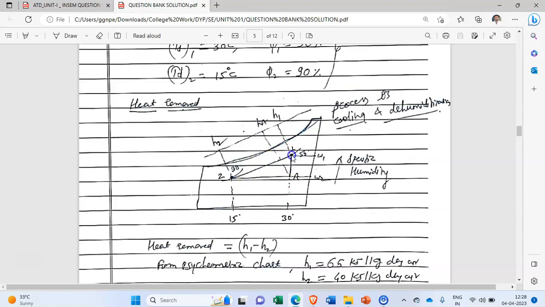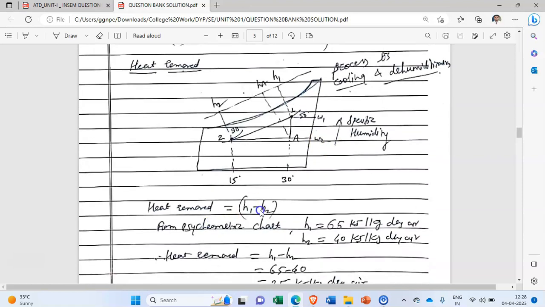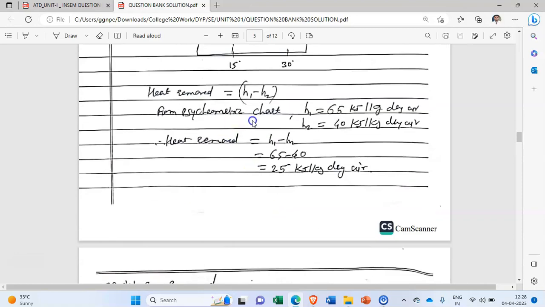How to find the value of HA? From point number 1 we draw a straight vertical line, and from point number 2 we draw a straight horizontal line. Wherever these two lines intersect, that point is point A. W1 is the specific humidity at point 1 and W2 is the specific humidity at point 2. Now we have to calculate the heat removed. For that I need the values of H1 and H2. So how do we calculate H1 and H2?